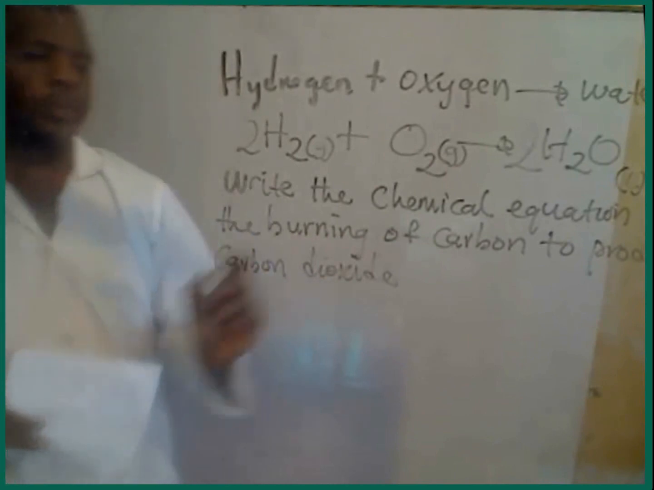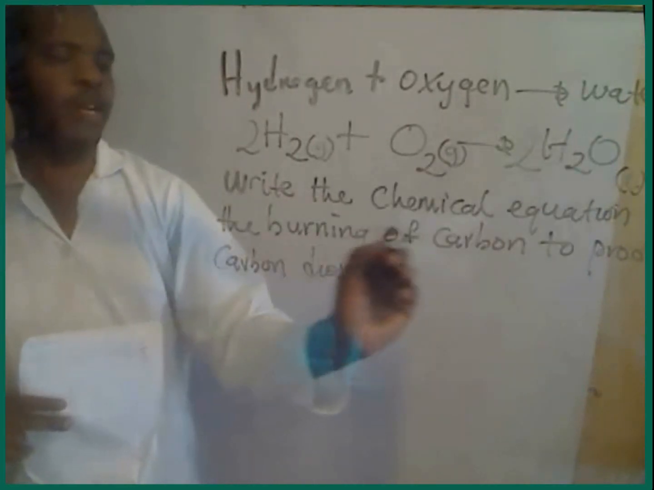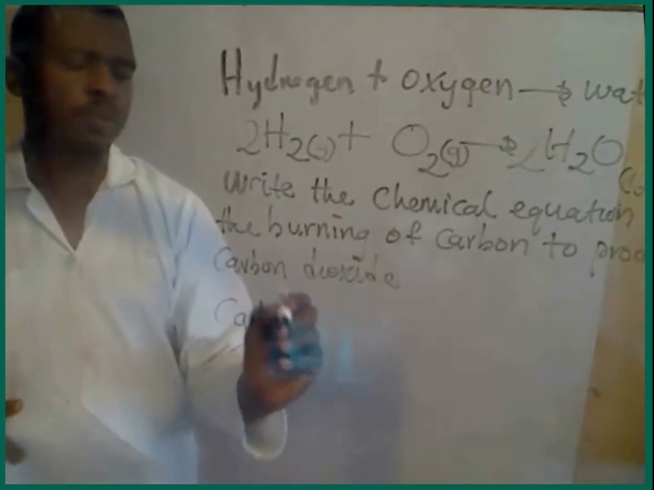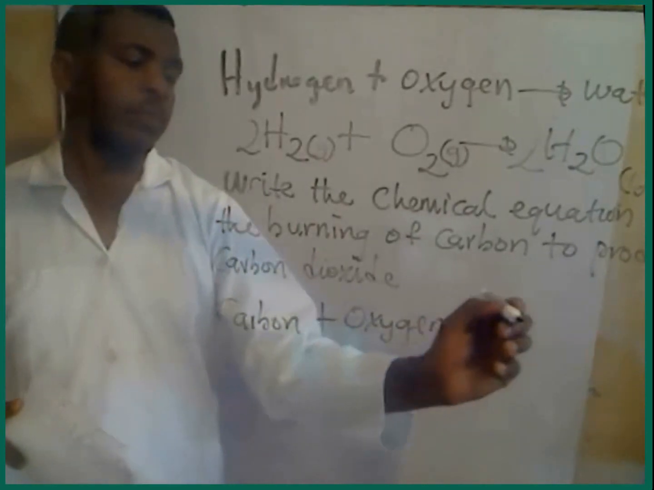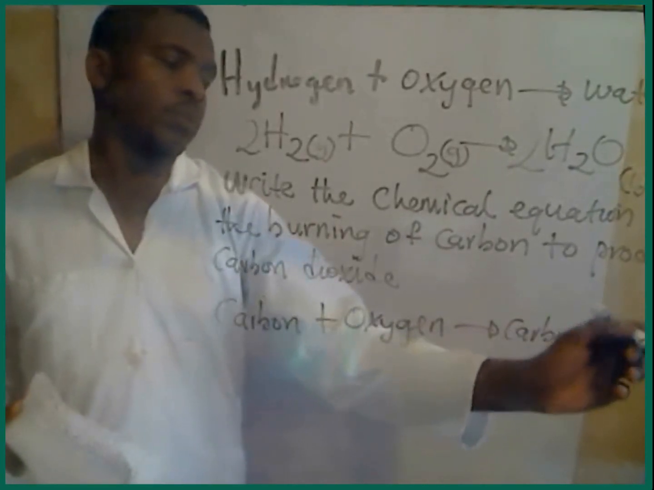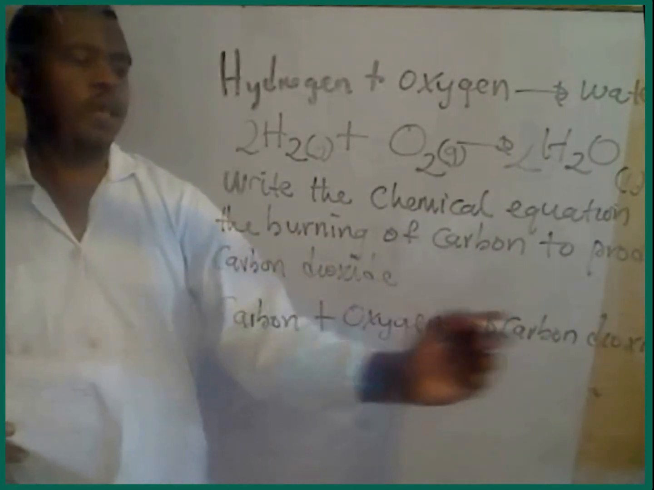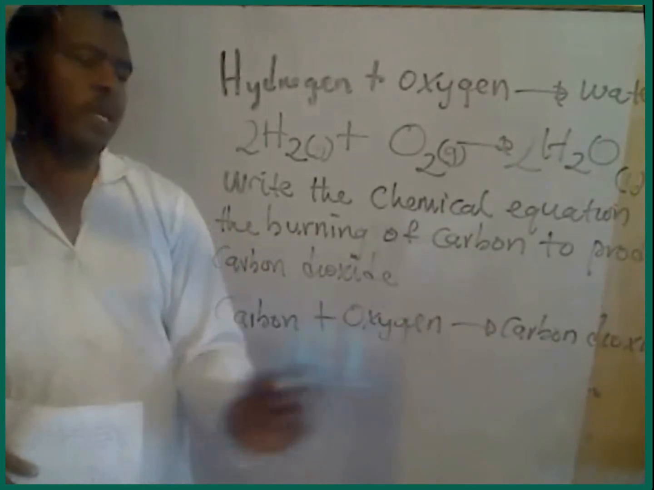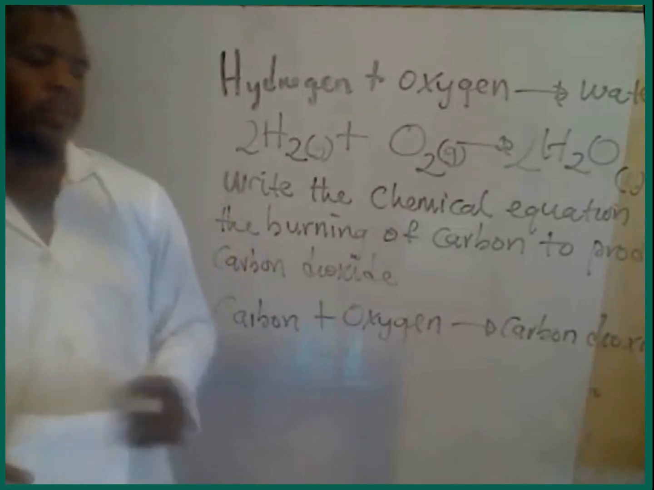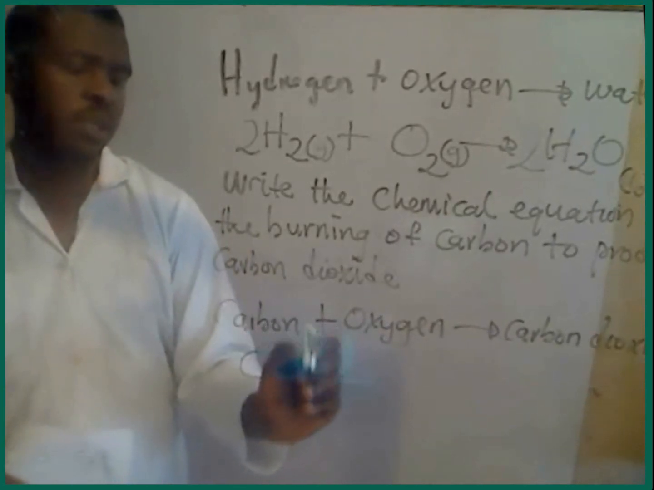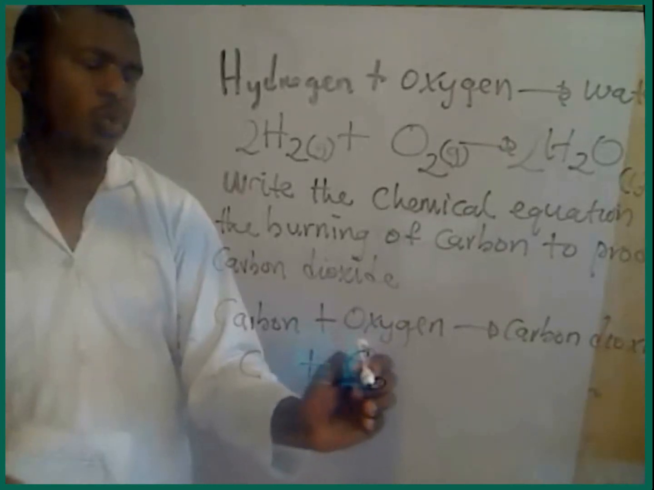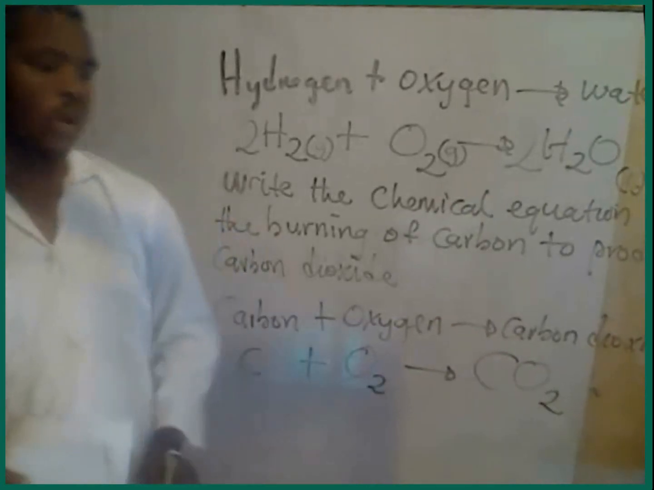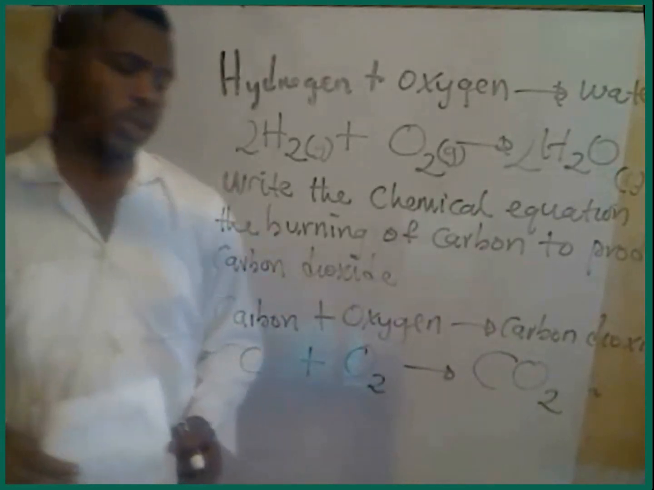Another example. Write the chemical equation for the burning of carbon to produce carbon dioxide. You start with the word equation. Carbon plus oxygen gives carbon dioxide. The next thing to do is to write the correct symbols of these elements and the formula of the compound. So carbon, C. Oxygen is diatomic, O2. Carbon dioxide, CO2. We now count the number of atoms on both sides of the equation.